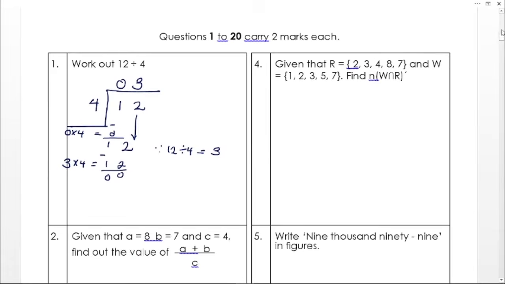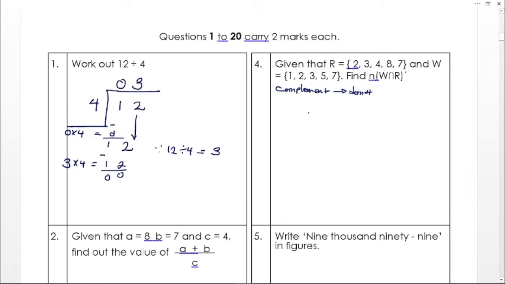This other question is telling us, given that R is equal to {2, 3, 4, 8, 7} and W is {1, 2, 3, 5, 7}, find the number of W intersection R complement. My dear candidate, the word complement means do not put those members there. So do not write the members in the given set. The given set here is the intersection set, W intersecting with R.